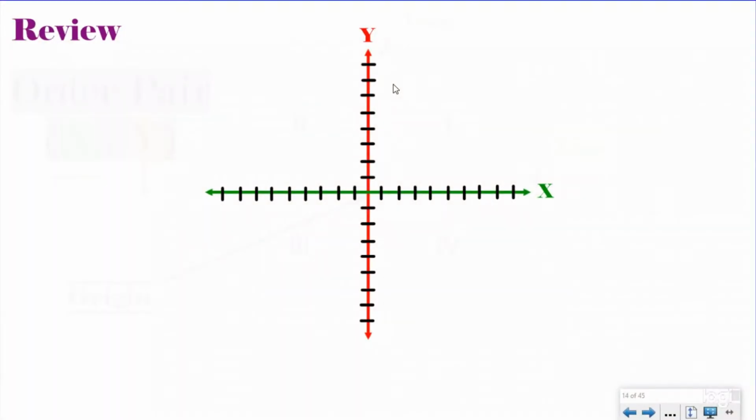Let me introduce you to the coordinate plane, the math map that reminds you of the battleship game.